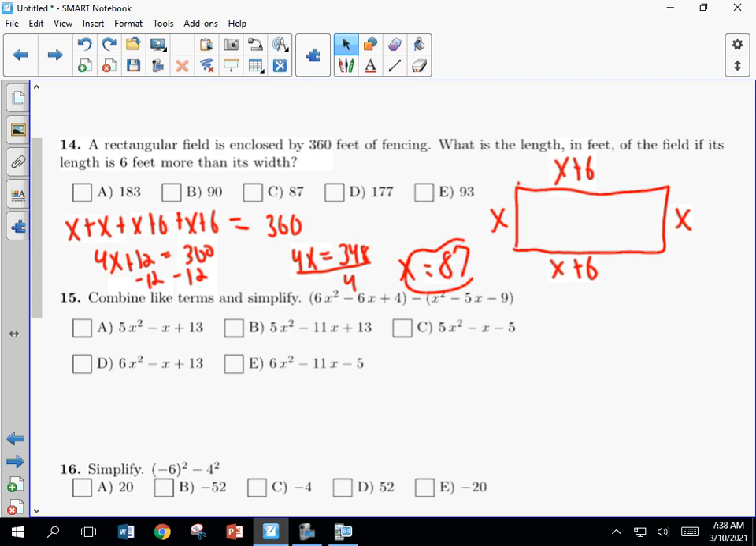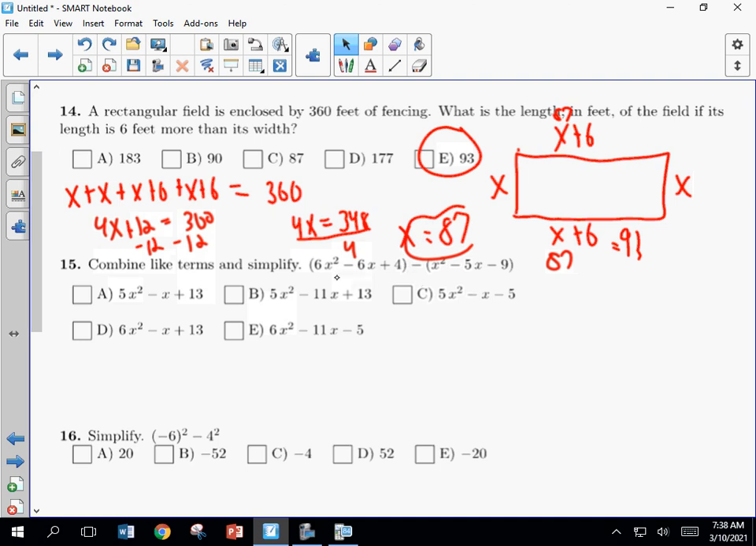So a lot of people are going to be like, oh, C is the answer, but it asks for the length. 87 is just the width, so we got to plug 87 into here. 87 plus 6 is 93. So 93 is going to be your answer.